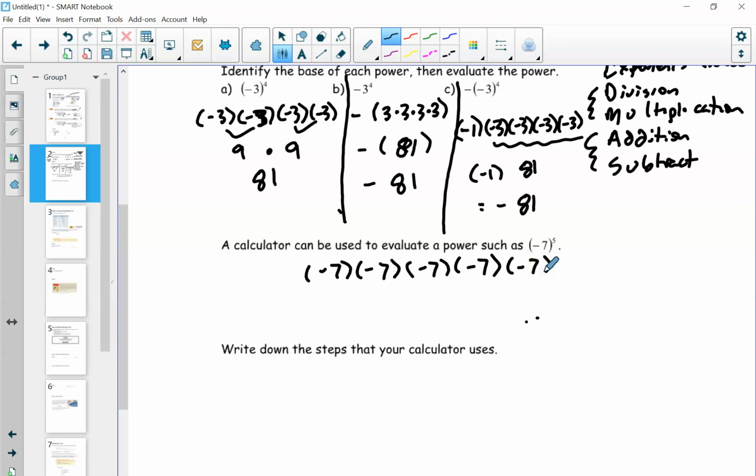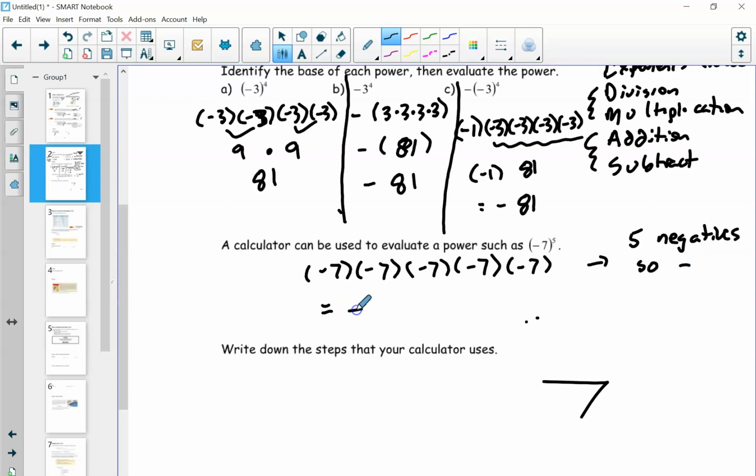So, I'm going to crank it out on my calculator, but I can probably help myself and reduce the number of mistakes I make if I count the number of negative signs. Because if there's an odd number of negative signs, the answer is going to be negative. If there's an even number of negative signs, it's going to be positive. So if I look at this question right here, there's 5 negatives. So my answer is going to be negative.